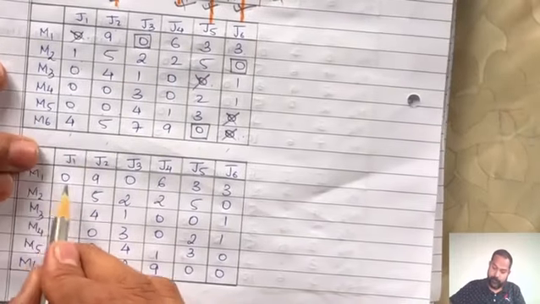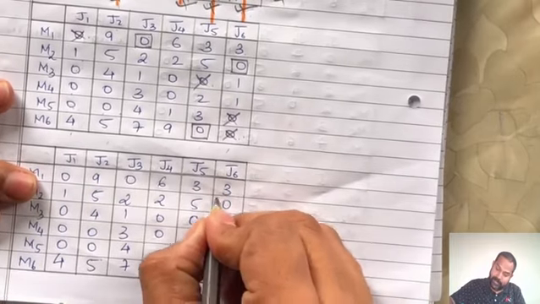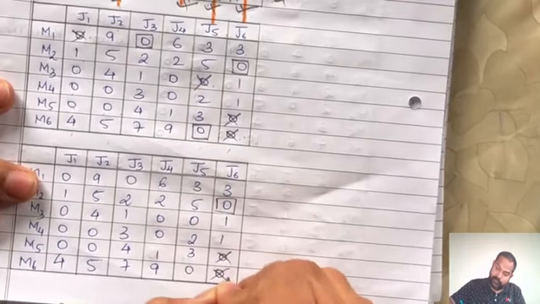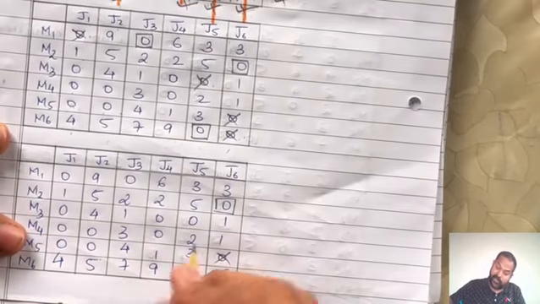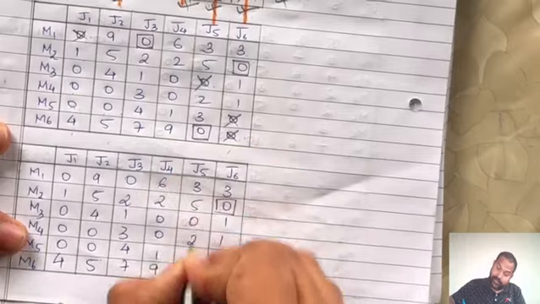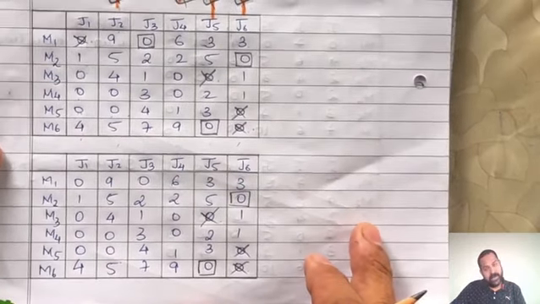Let me show you again. 2 zeros, I can't do anything. 1 0, mark it as an assignment. Cancel every 0 in that column. 3 zeros can't do anything. 3 zeros can't do anything. 2 zeros can't do anything. 1 0, mark it as an assignment. Cancel every 0 in that column. Row wise done, column wise.